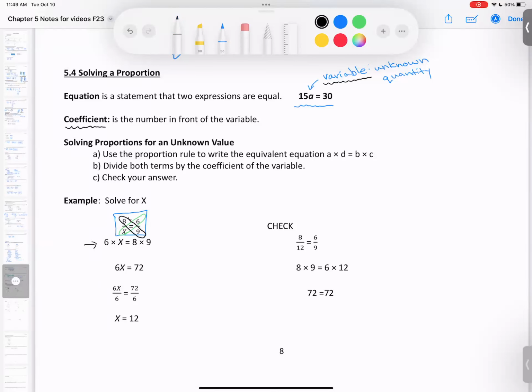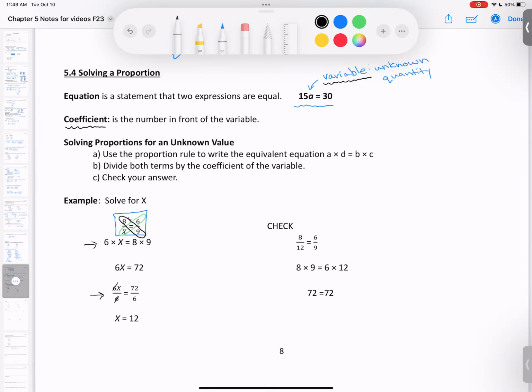Another way to write 6 times X is just 6X. So it means we have 6 X's. 6 X's equals 72. If we want to know what just one X equals, we need to divide both sides by the coefficient. So here we divide both sides by 6. That's going to let us know what X on its own equals. Because 6X divided by 6, we can cross out those 6's, and we're left with just X. So X equals 72 divided by 6, which is 12.